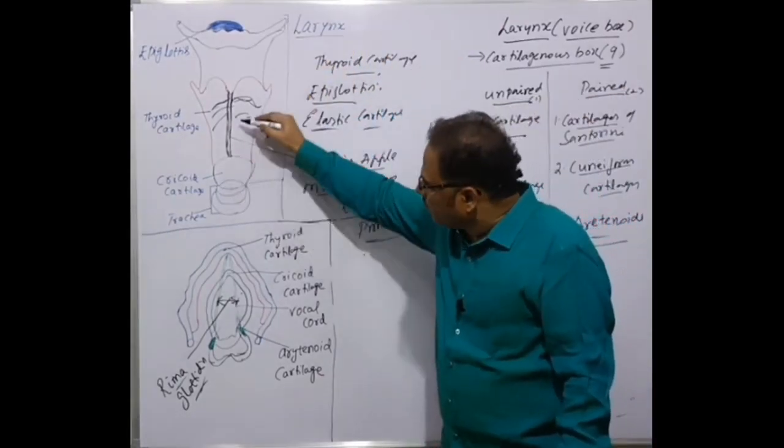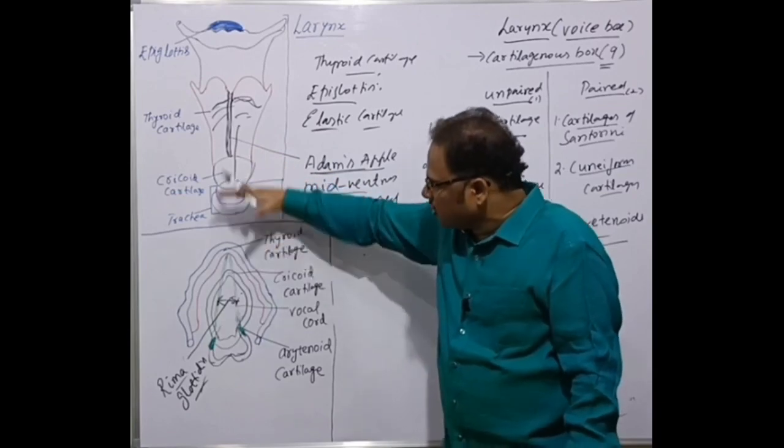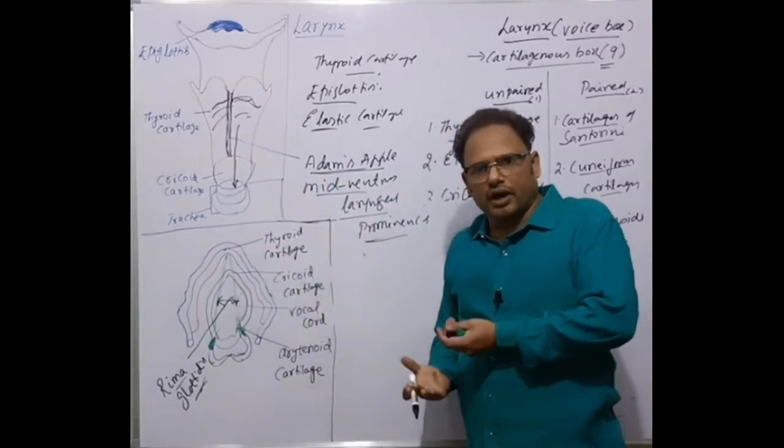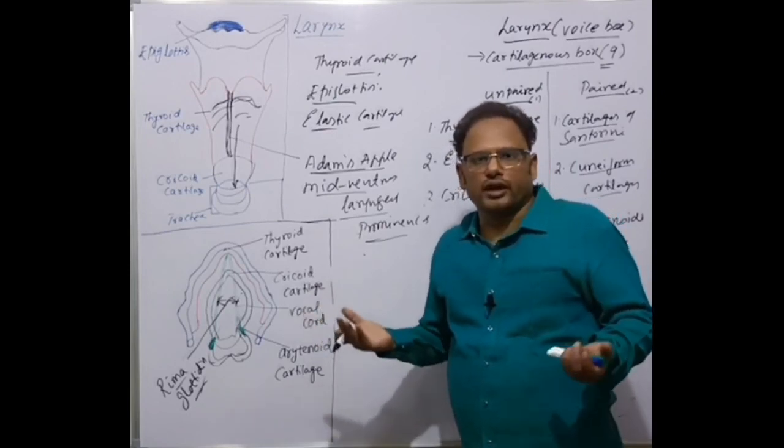Next structure, the air now enters into which one? Trachea. This is the trachea here. This is a very long structure, trachea, windpipe. So in the next session, we will discuss the trachea, lungs, bronchi, bronchioles, etc.